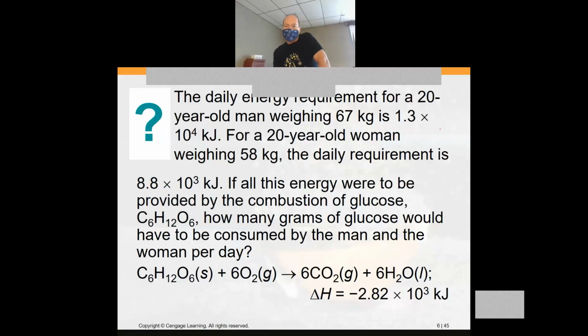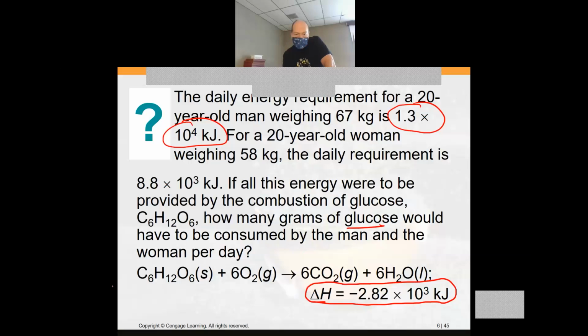All right, so what we're doing is we're taking our 1.3 times 10 to the fourth kilojoules. That's our Q value, and we want how many grams of glucose. So here's your glucose. They have to give you this balanced thermochemical reaction. We know that we can get 2.82 times 10 to the third kilojoules for every mole of glucose. And for the man, it is 1.3 times 10 to the fourth kilojoules that is required.